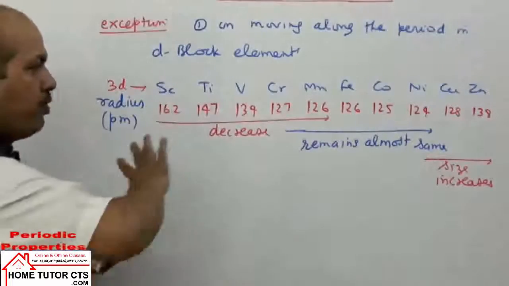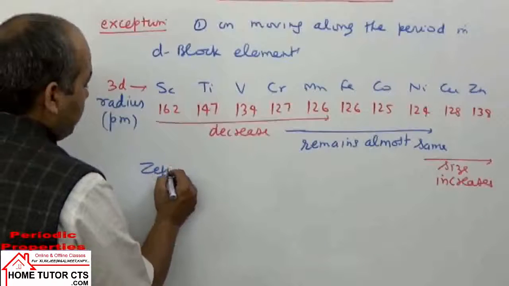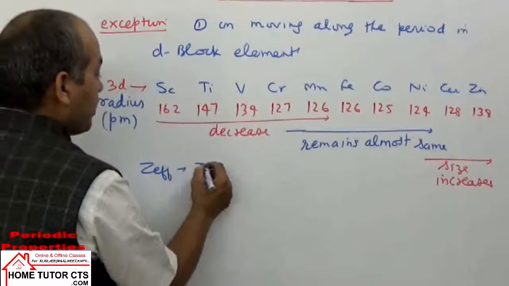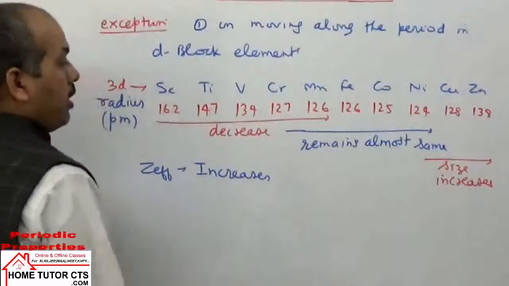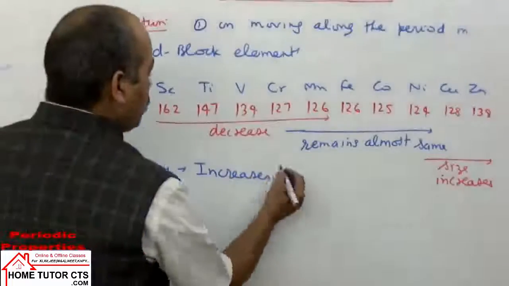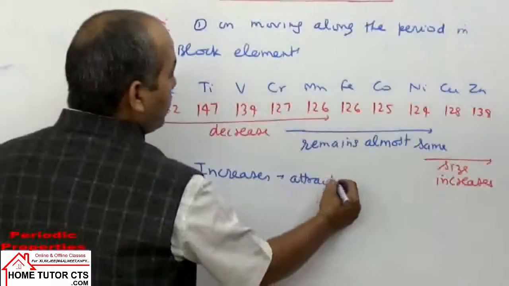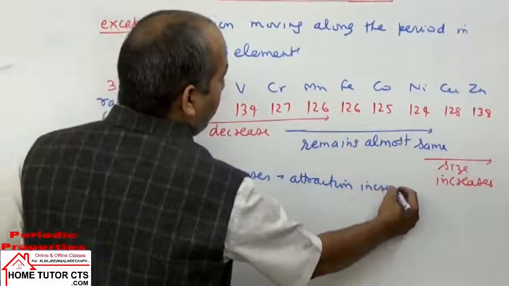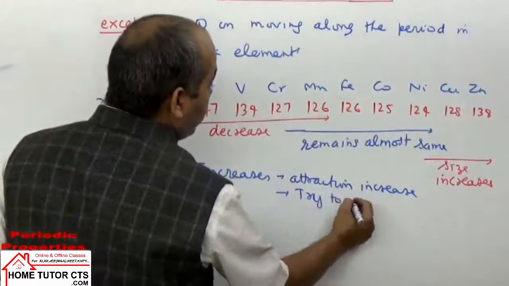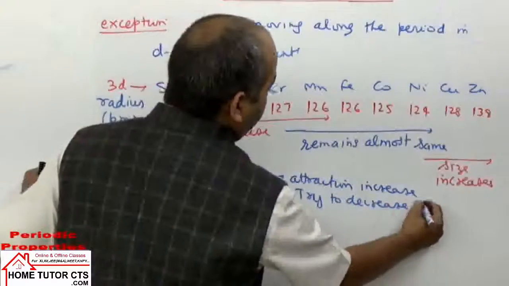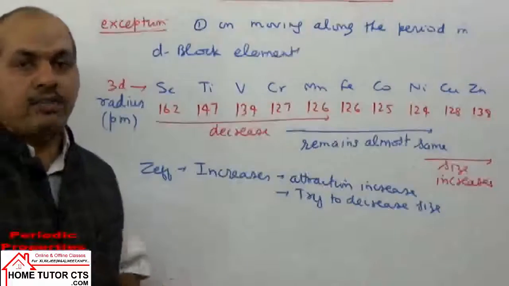देखिए, we are moving along the period. So what happened? Z effective increases with increasing atomic number. So when Z effective increases, so what happens then? Attraction for electron increases. Then this factor tries to decrease the size. This factor tries to decrease the size of the element.